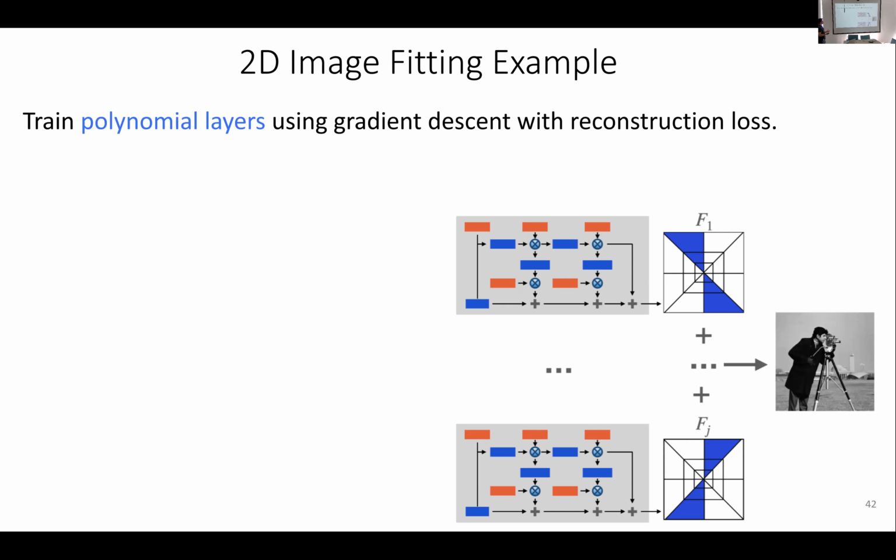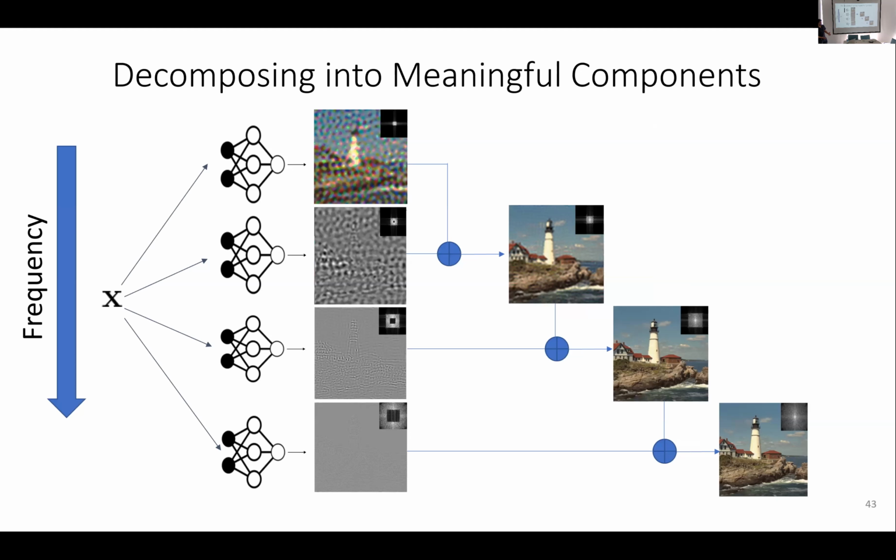And in order to fit the image that you see on the right, what we need to do is simply train all the polynomial layers, all the linear layers in this case, using gradient descent and a reconstruction loss. Okay, so this gives us a decomposition of the neural fields into different components. For example, here, each neural network outputs only values in a particular frequency band.